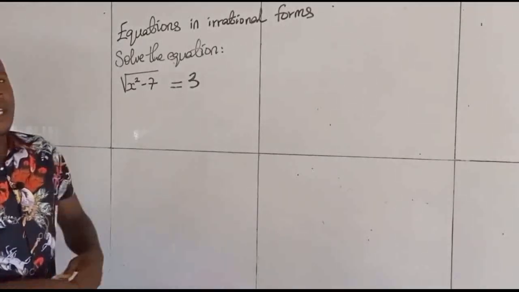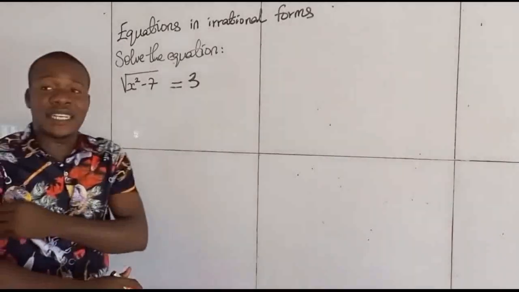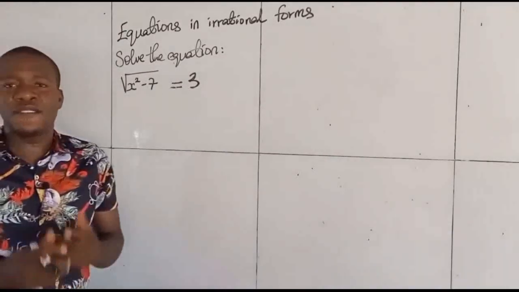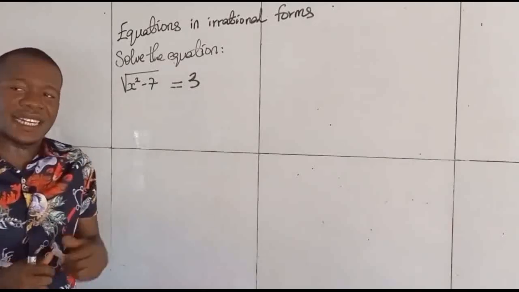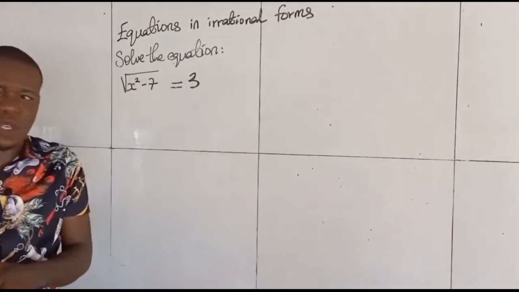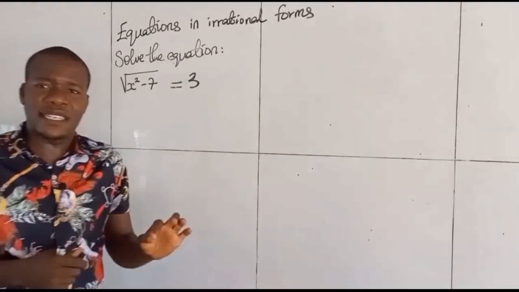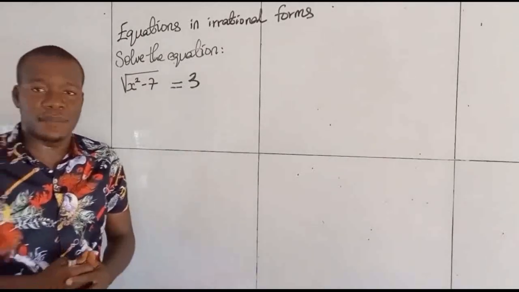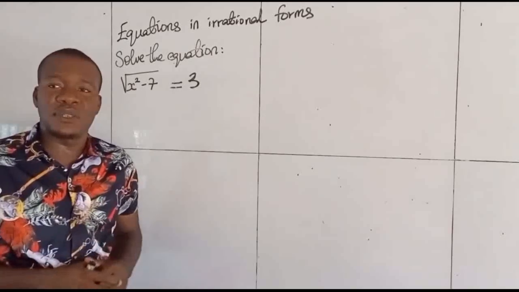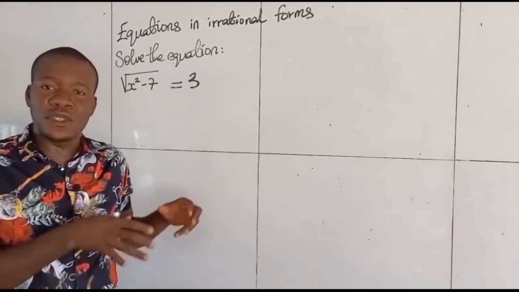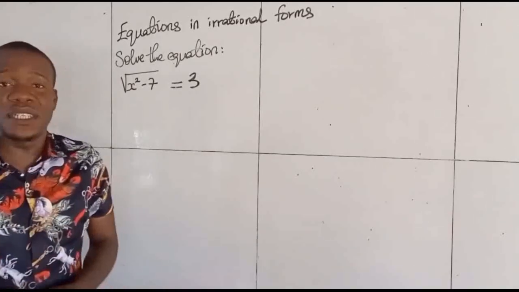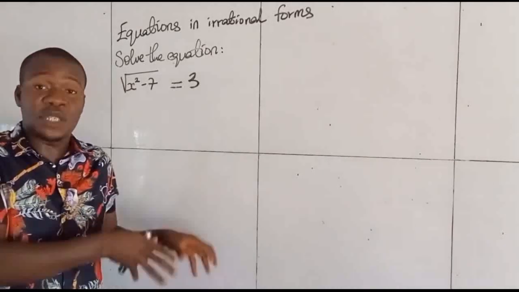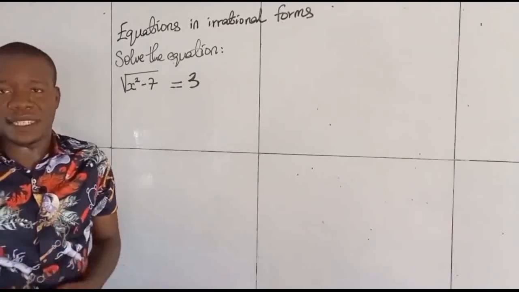Welcome. So today we want to look at equations in irrational forms. And the first point I want you to note very clearly is that in any mathematical equation, there is always the presence of an unknown denoted by any letter of the alphabet. And to solve an equation means we are looking for the numerical value of the unknown. This means that we want to find out which letter, which number the letter is representing.